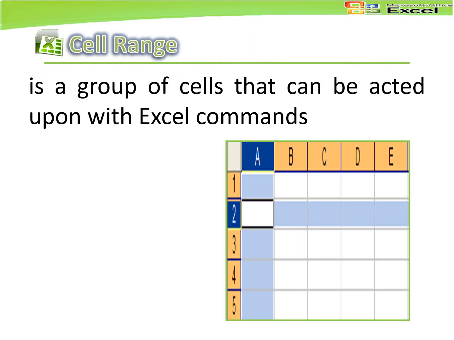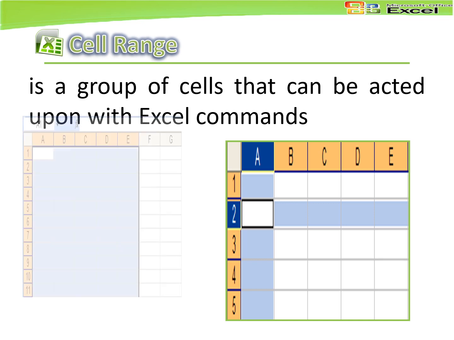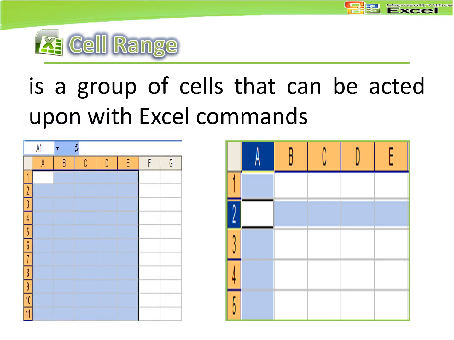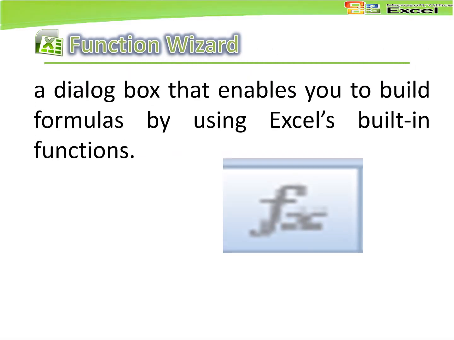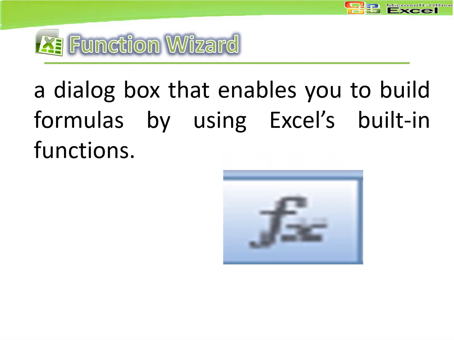And we have also cell range. It is a group of cells that can be acted upon with Excel command. So here's an example of selected cell range. Meaning to say it could be a group of cells that is being selected. And we have also the function wizard, a dialog box that enables you to build formulas by using Excel's built-in functions.